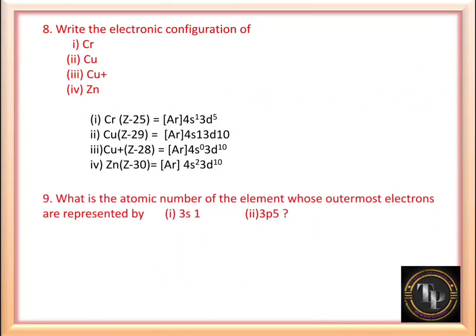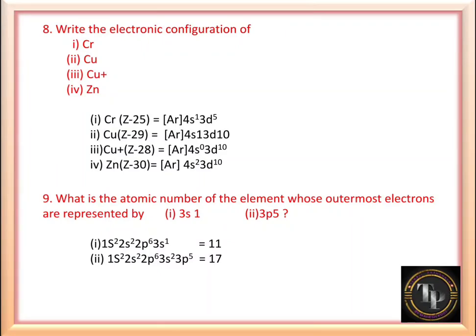What is the atomic number of the element whose outermost electrons are represented by 3s1, 3p5? For 3s1, outermost electron means you have to write the electronic configuration: 1s2, 2s2, 2p6, 3s1. Count it: 2 plus 2 plus 6 plus 1. This is 11. It is sodium, guys.